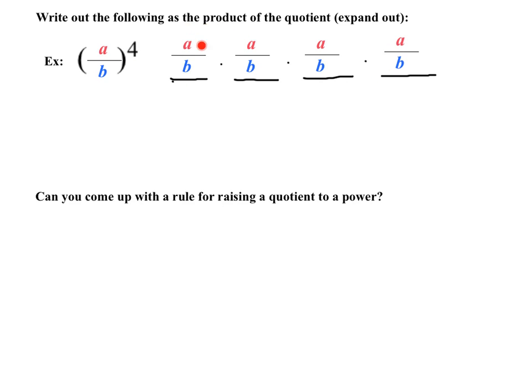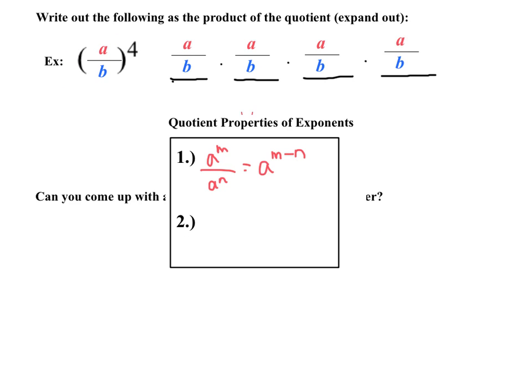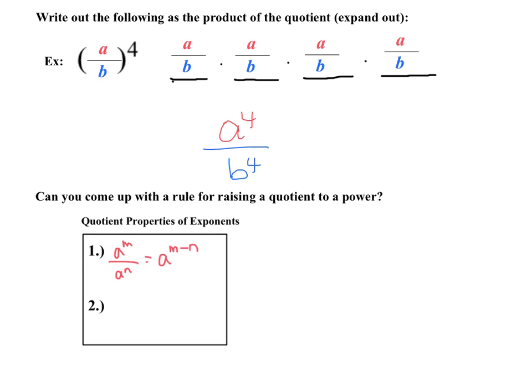So to multiply fractions, you multiply straight across. So on the top I have a times a times a times a, which is a to the 4th, over b times b times b times b, which would be b to the 4th. So if you're raising a quotient to a power, you can actually just give each piece the power. So back on the first slide where we have these rules, the rule that we'd come up with is a over b raised to the m power would become a to the m over b to the m.